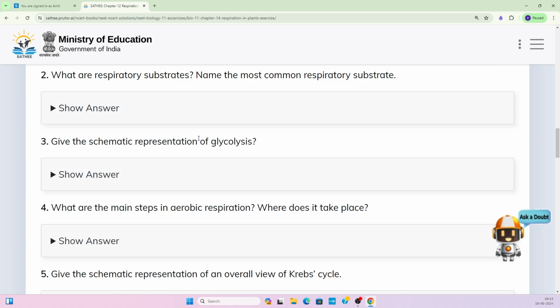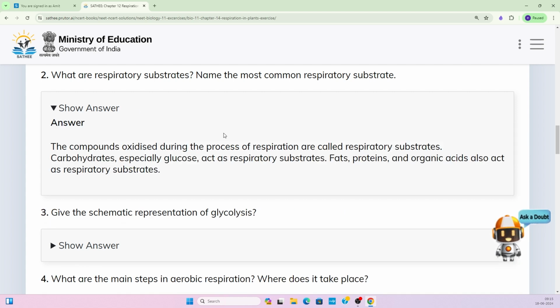Moving to the next question, what are respiratory substrates? Name the most common respiratory substrate. The answer is that the compounds oxidized during the process of respiration are called respiratory substrates. Whatever compound is used for the process of respiration, it could be glucose, fructose, or dihydroxyacetone phosphate, is called a respiratory substrate.